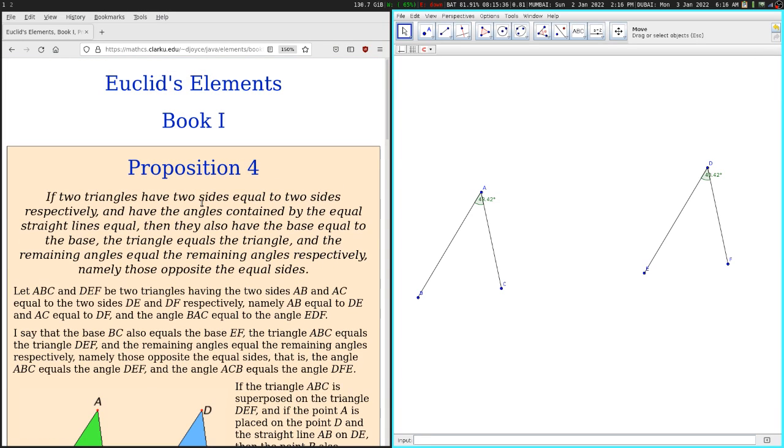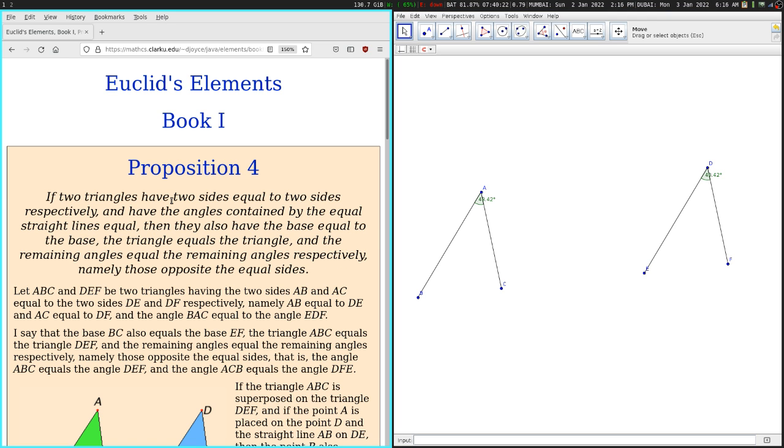We are doing Euclid's Elements, Book 1, Proposition 4. This is the side-angle-side congruence theorem, and I've copied the setup over into GeoGebra so we can look at it in a little bit more depth. So if two triangles have two sides equal to two sides respectively and have the angles contained by the equal straight lines equal, then they also have, let's read the full thing.